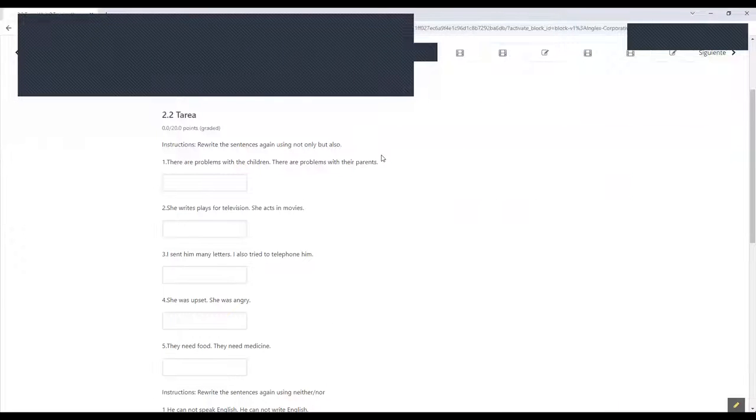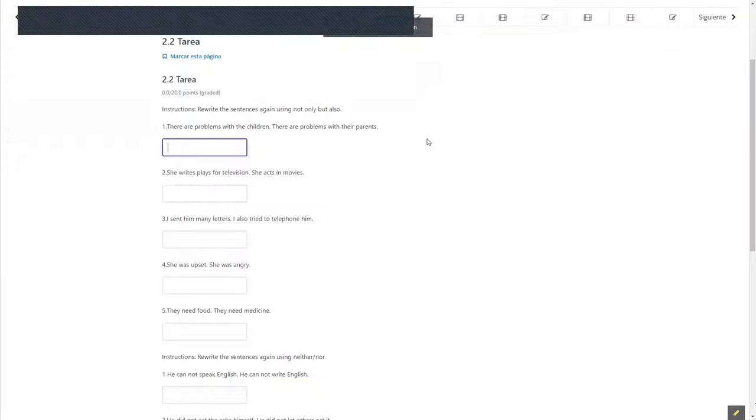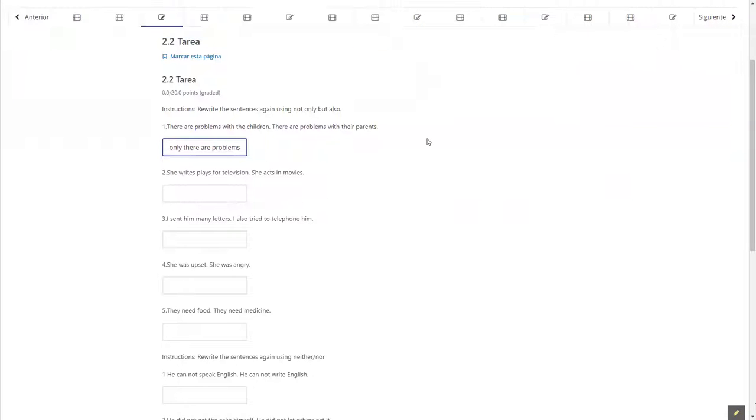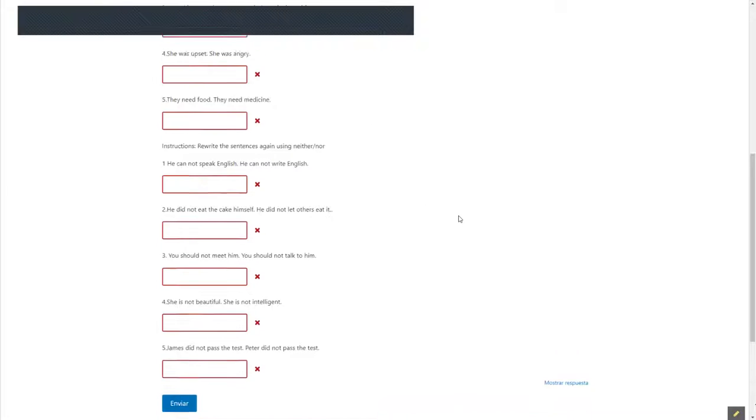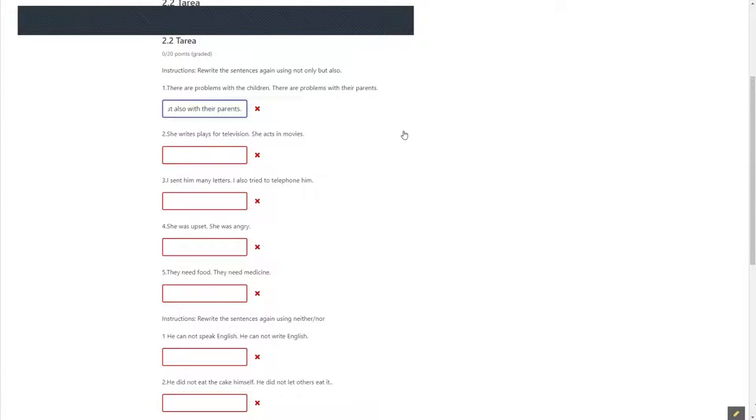So let's see. Instructions: rewrite the sentences again using not only but also. Okay, not only there are problems with the children, but also with their parents. Let's try like this first, period. Let me see if I can send it. Why is this in Spanish? Okay, not only there are problems with the children, but also with their parents.